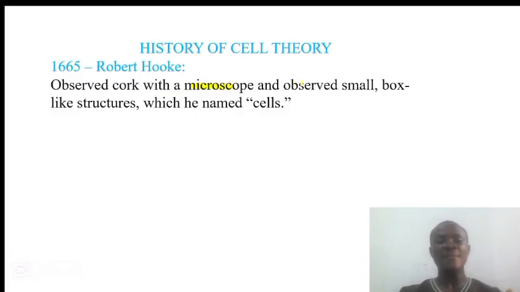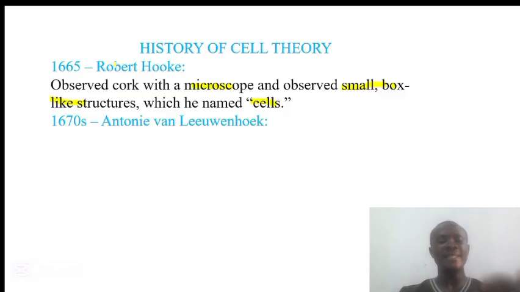He observed this cork, and what he saw was small box-like structures, and he named these box-like structures cells. So if you are asked who gave the name cell, it is Robert Hooke that gave the name cell, and Robert Hooke is considered the father of cell theory.